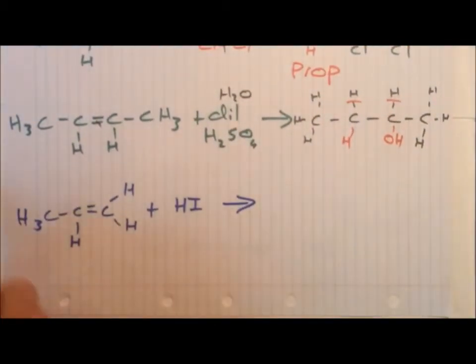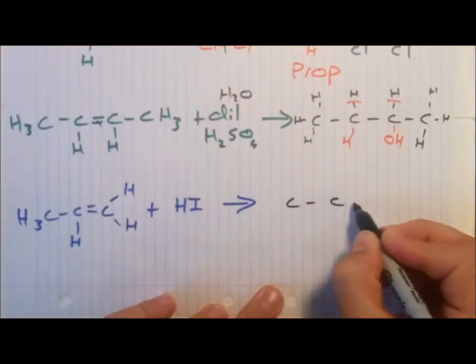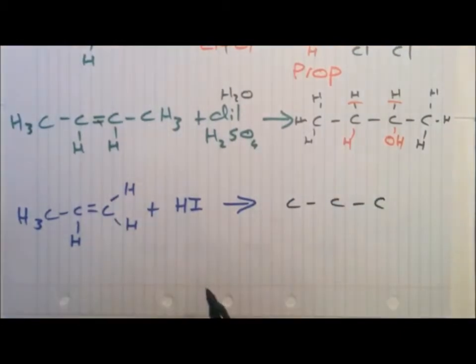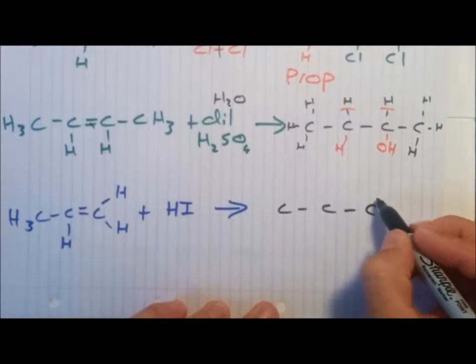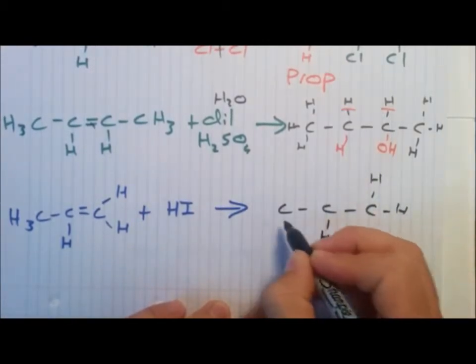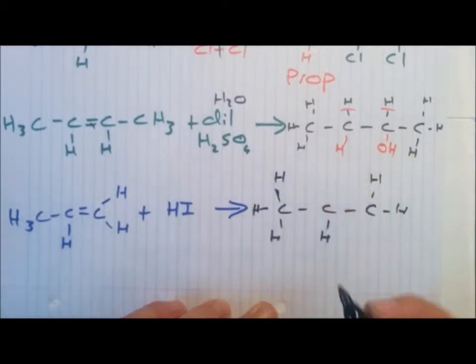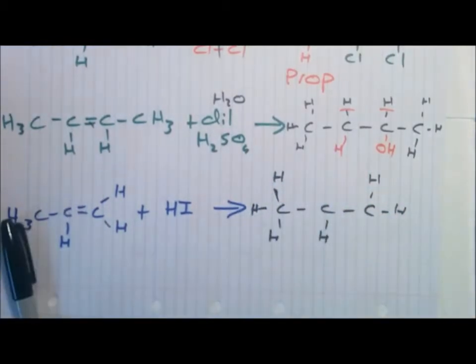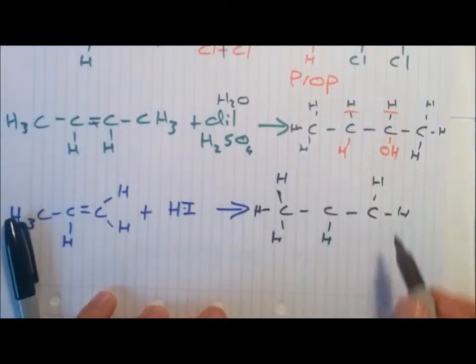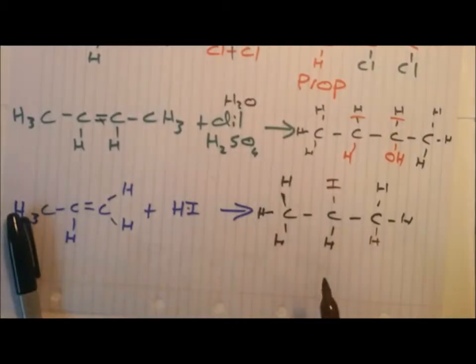Final one. So we have a carbon chain that's 3 long. Put in what we started with. And we can add an H here and an I here.